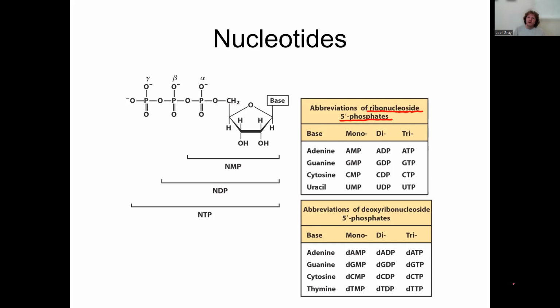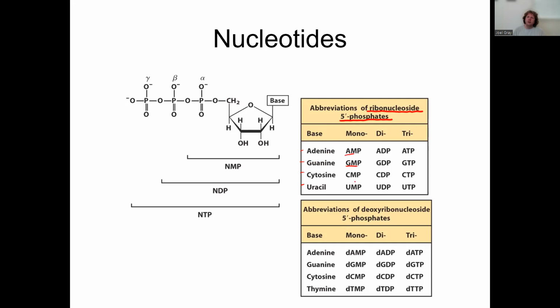So what we've got is abbreviations for ribonucleoside 5-phosphates. Adenine, guanine, cytosine, uracil. These are the names of our bases.